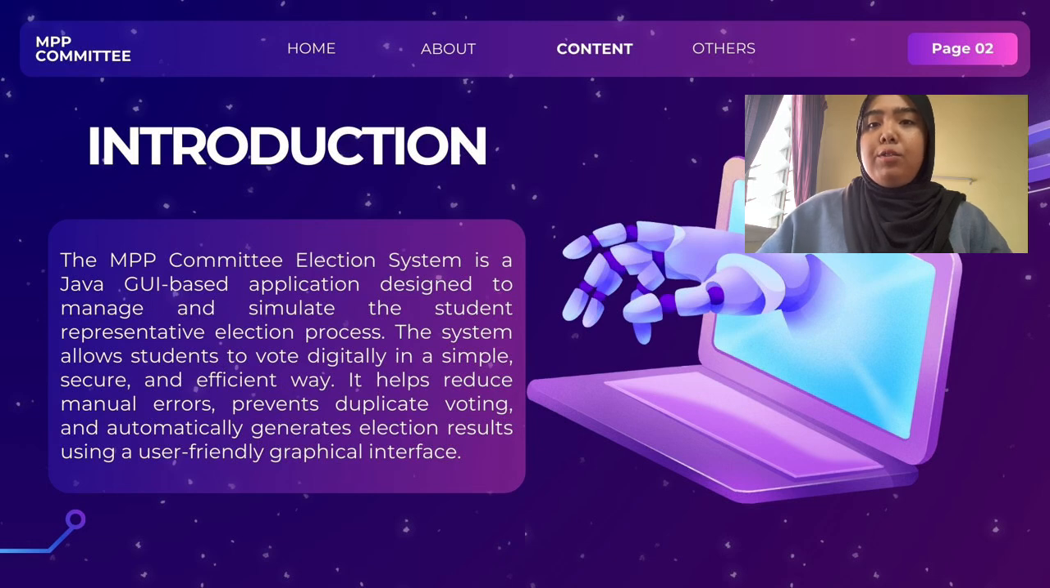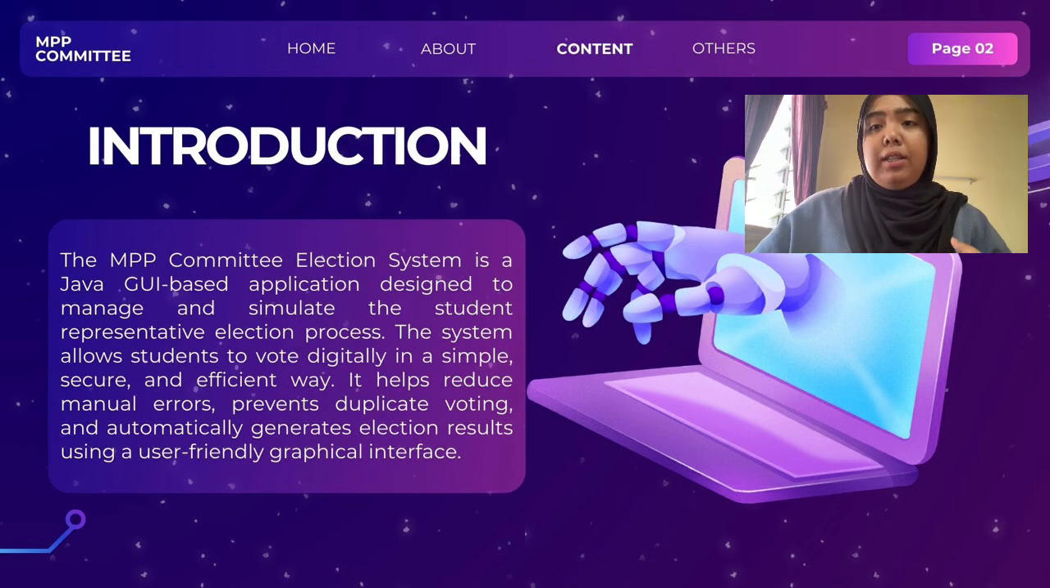So this system allows students to vote electronically through a simple graphical interface. Each student is required to log in before voting, which helps to ensure that only authorized users can access the system. Once they log in, students can view the list of MPP candidates and cast their votes easily. After submitting a vote, the system will automatically record the votes and prevent the student from voting again, which helps avoid duplicate voting.